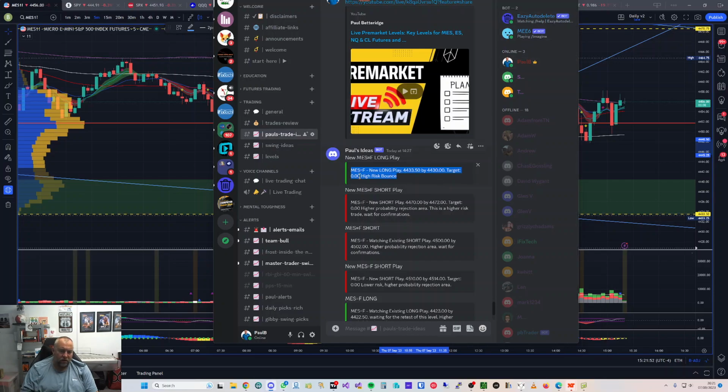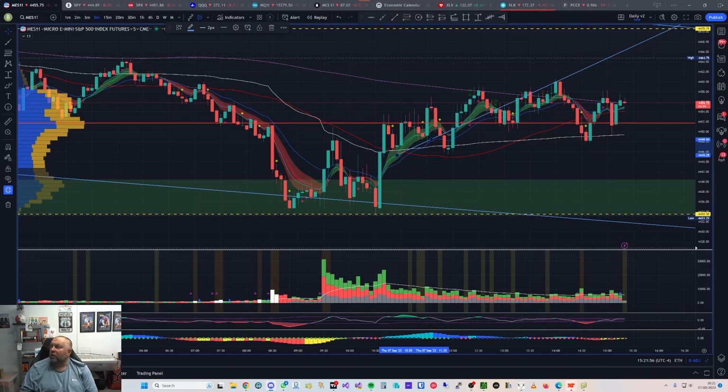I said it was a high risk bounce area as well, because it's an area I was watching. So I only wanted to go in, it's a scalp. So I got in with 2 contracts. So my first entry, it was looking for a long.